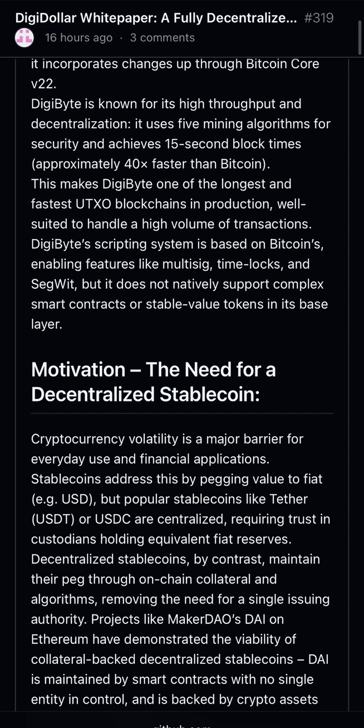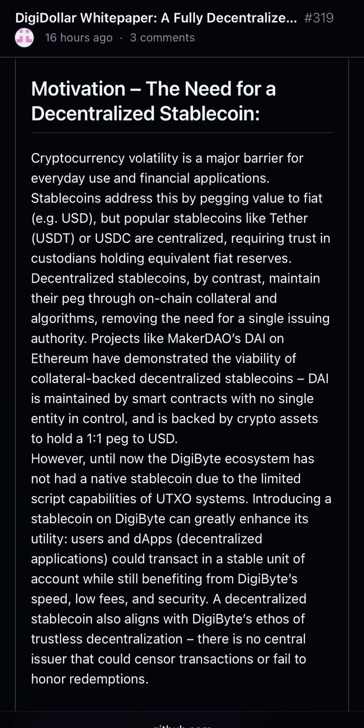DigiByte is known for its high throughput and decentralization. It uses 5 mining algorithms for security, and achieves 15-second block times, approximately 40x faster than Bitcoin. This makes DigiByte one of the longest and fastest UTXO blockchains in production, well-suited to handle a high volume of transactions. DigiByte's scripting system is based on Bitcoin's, enabling features like multisig, time locks, and SegWit, but it does not natively support complex smart contracts or stable value tokens in its base layer.